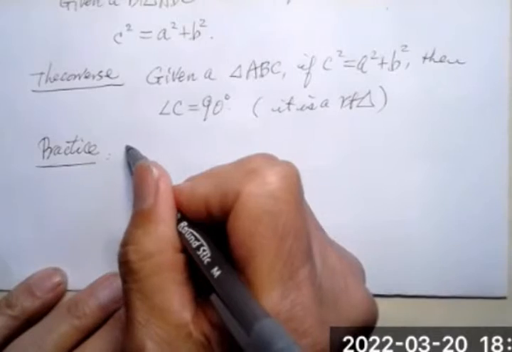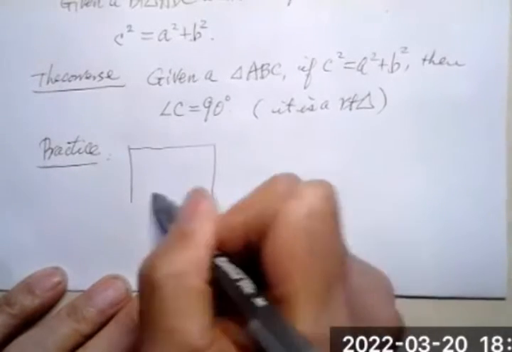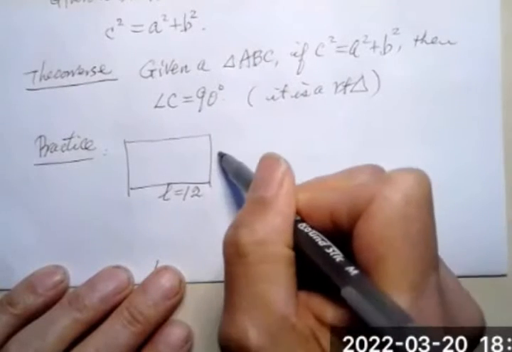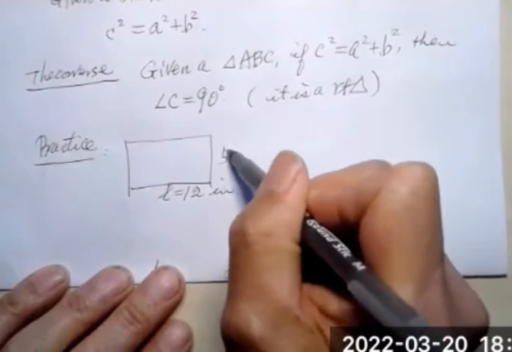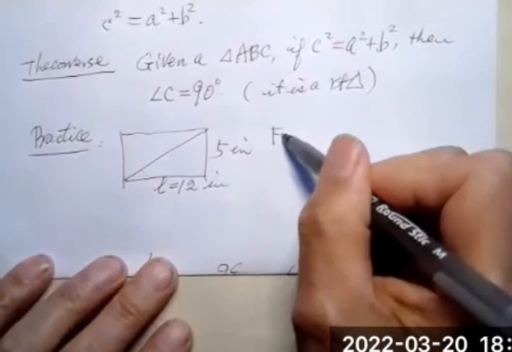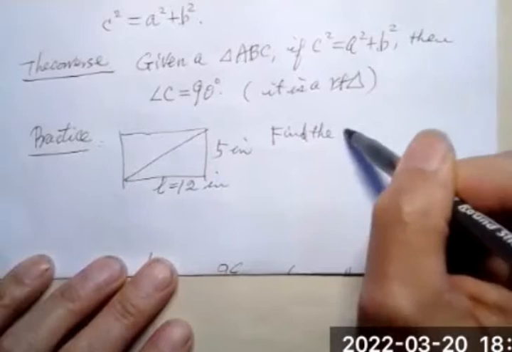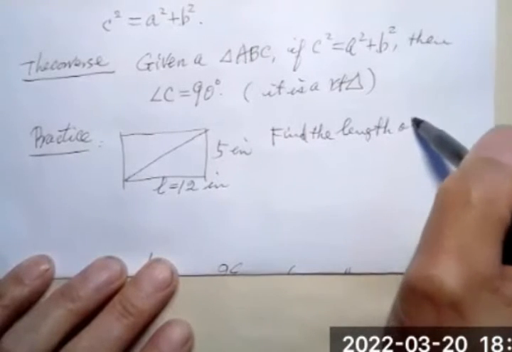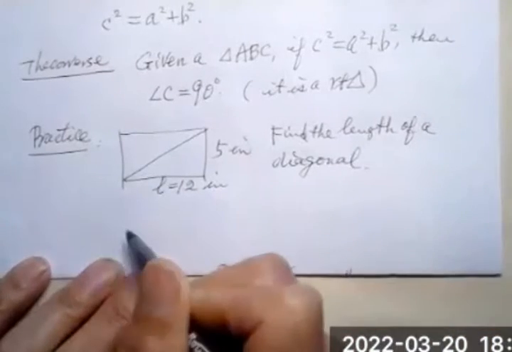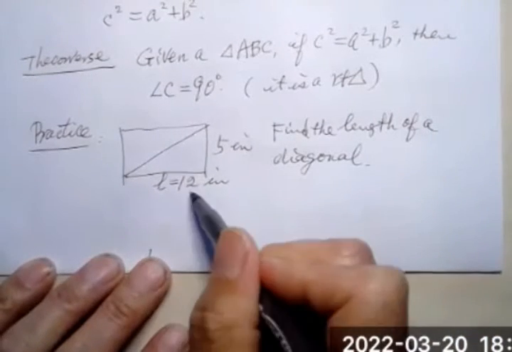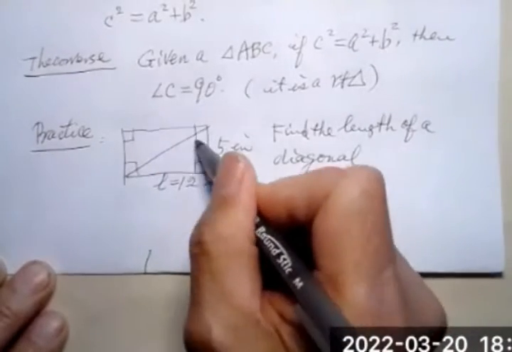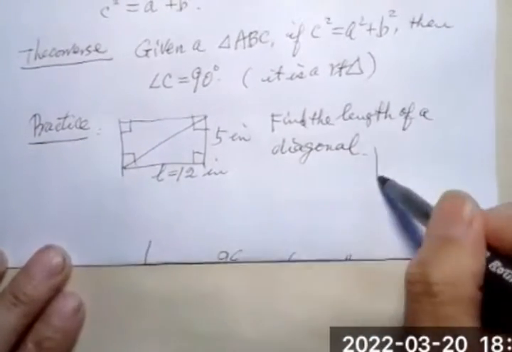Like this, a rectangle. Here is 12, here is 5. The unit is inch. Find the length of the diagonal. From the given information, it's a rectangle, so the angle is 90 degrees. Do the answer fast.